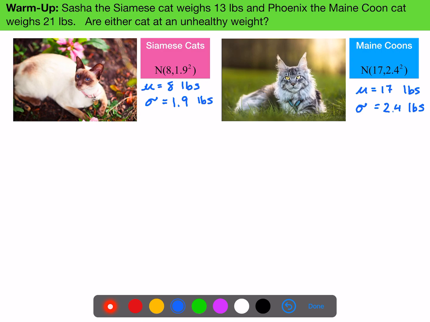Okay, so what I can tell you just based on that information, and hopefully you can get the same information as well, is that Maine Coon cats are quite large in comparison to Siamese cats. Siamese cats are generally quite small. So even though Sasha is quite a bit smaller than the Maine Coon Phoenix, it doesn't necessarily mean that either of them are at an unhealthy weight. Okay? In order to figure out if they are unhealthy, we want to compare them to the rest of the cats that are the same type. So we want to compare them to the distribution.